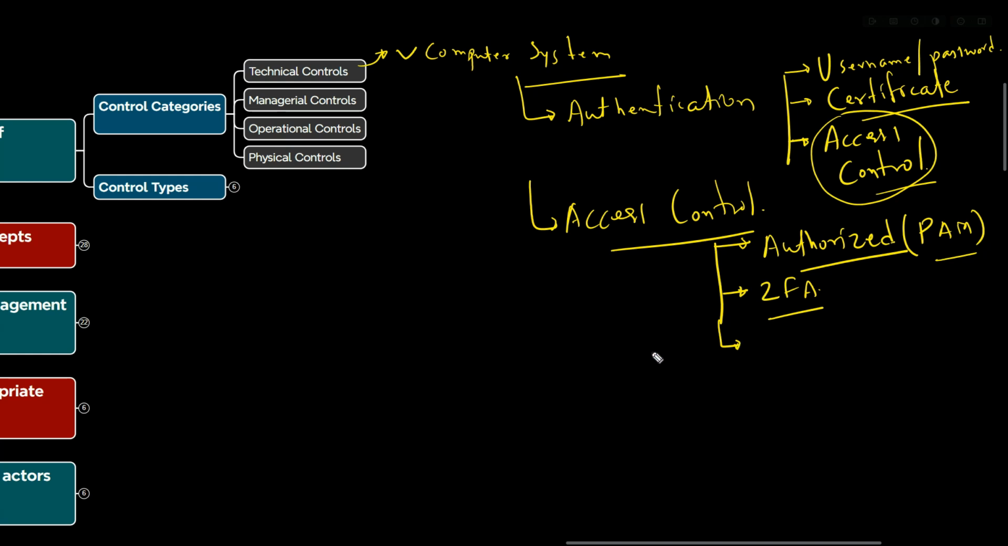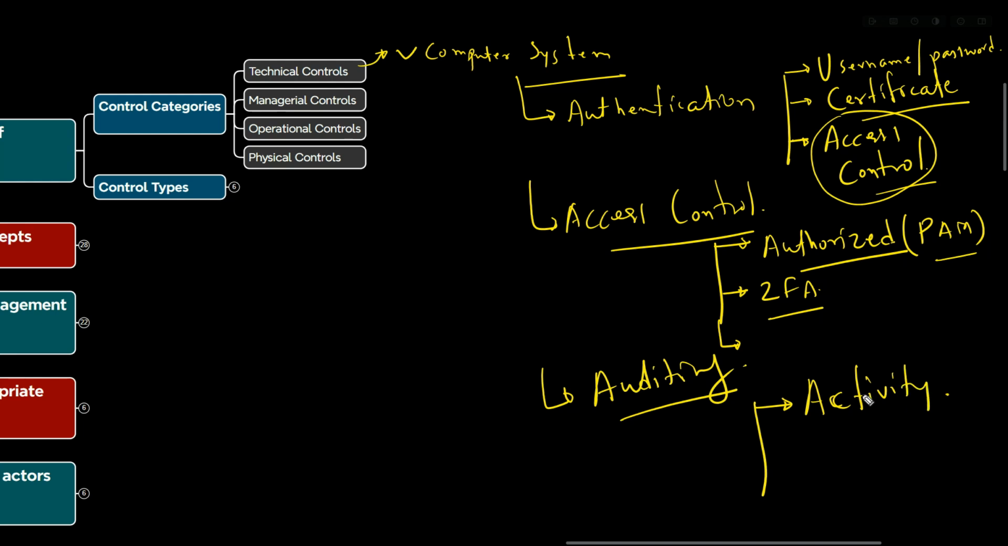Next, we also have other examples like the auditing option. Auditing is basically a mechanism where user activity is all tracked. Whatever you're doing in the company will be tracked, whether you created a new file, accessed another user's files, deleted a certain file, or modified a certain file. This all comes under auditing.